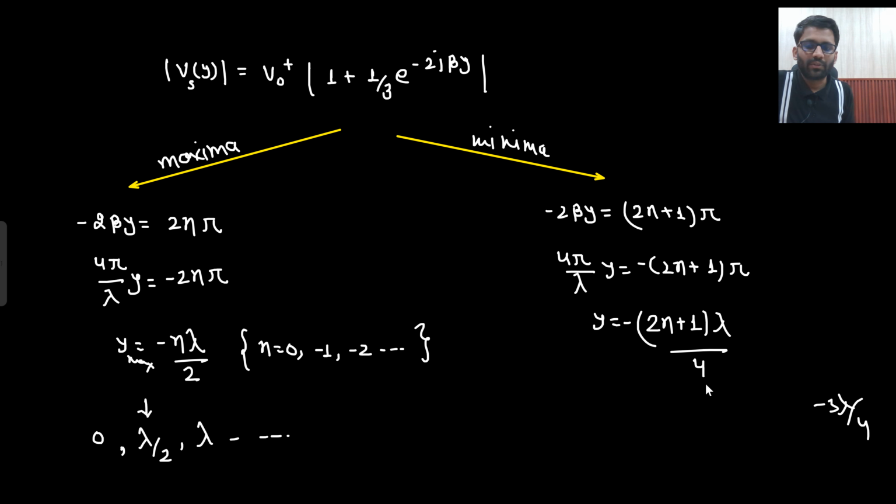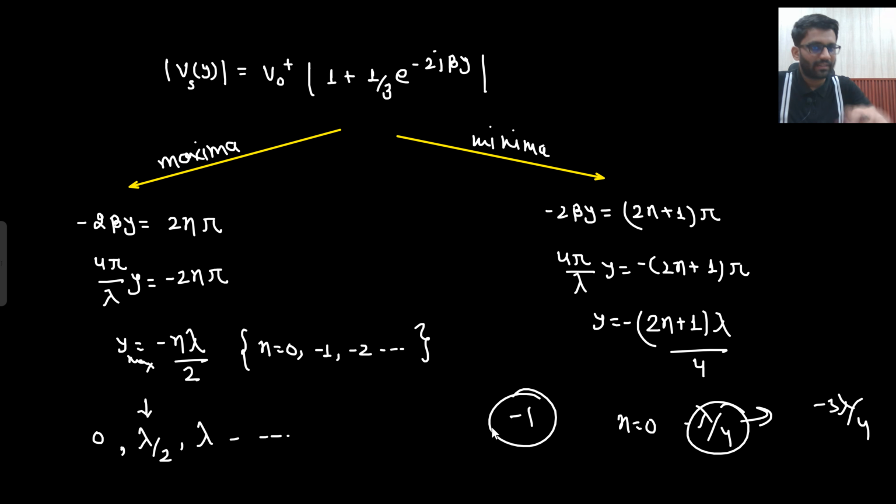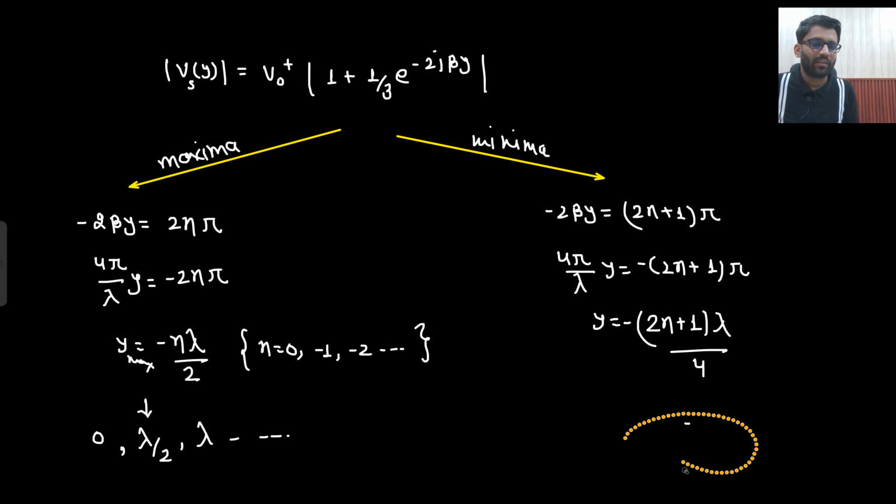If I put n equals to 0 here, what am I getting? Minus lambda by 4. So this is also not applicable, because my value should be positive. If I put n equals to minus 1, then I am getting plus lambda by 4. So this is the first location of your minima, right? So we need to start from n equals to minus 1.